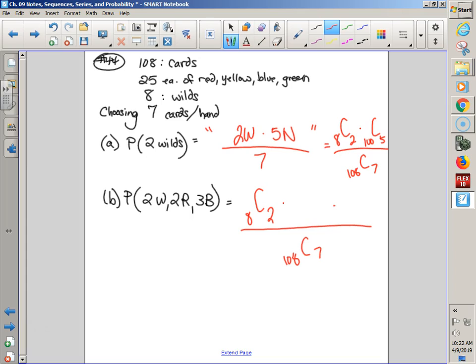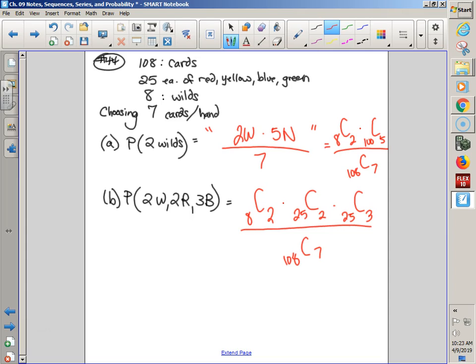How many ways can you get 2 reds? Well, there are tons of combinations. And how many different ways can you get 3 blues? How many different combinations of 2 reds? How many different combinations of 3 blues? How many different combinations of 2 wilds? Putting them all together. And how many different combinations of 7 cards? Does that make sense, guys?